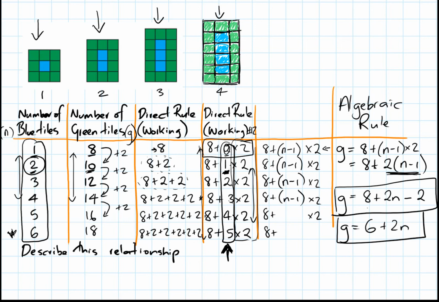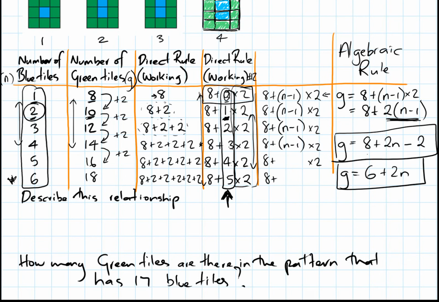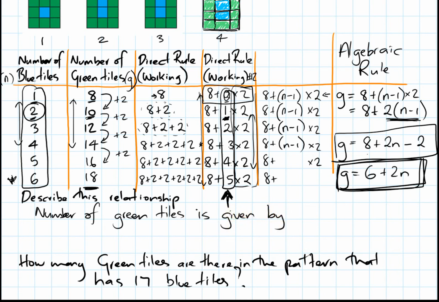With these sorts of patterns, we can actually describe the relationship between the two variables, blue tiles and green tiles, using words. So describe this relationship, and it's always about this column here, the number of green tiles. So from this shortened form of the algebraic rule, I can write something like: the number of green tiles is given by doubling the number of blue tiles and adding 6.